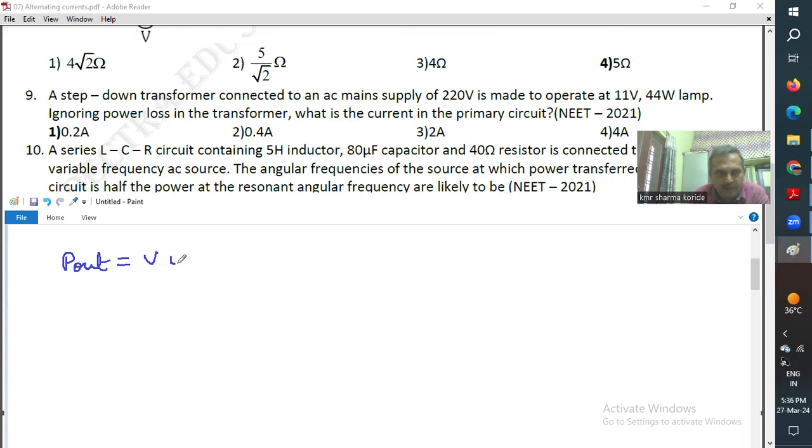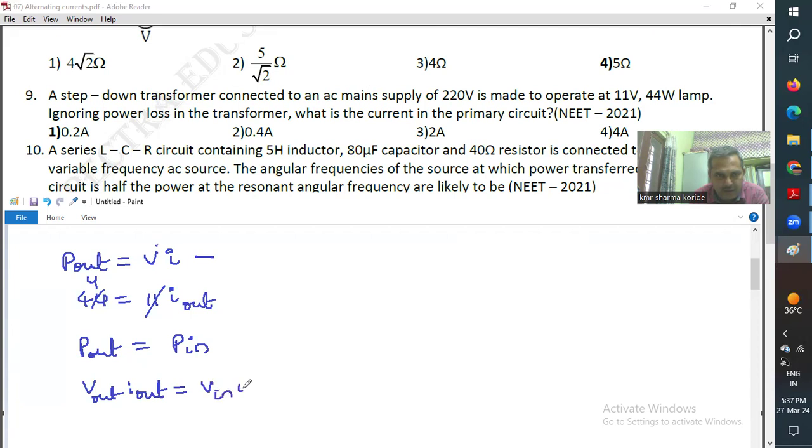V and I. They mentioned in the question the power is 44. So this is the output side, V is 11, so I out is 4 amperes. Now, since power remains the same, only the input and output voltage change. Accordingly, current changes, but power remains the same. Therefore, power out is equal to power in, V out and I out is equal to V in, I in.